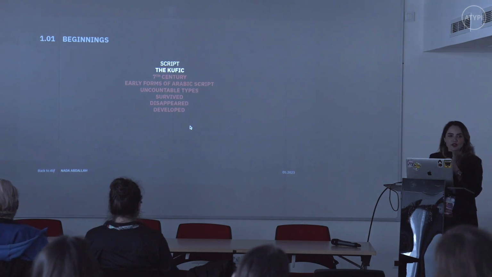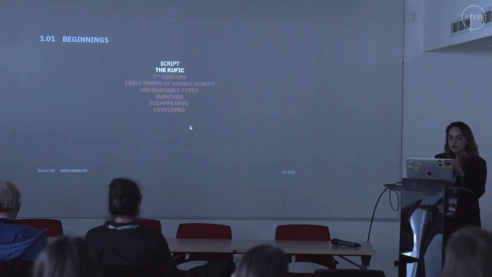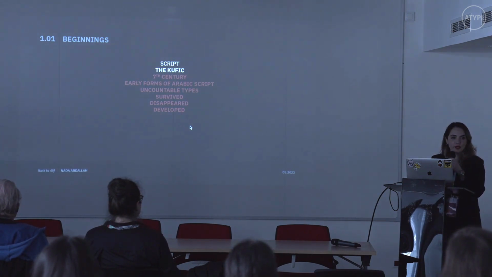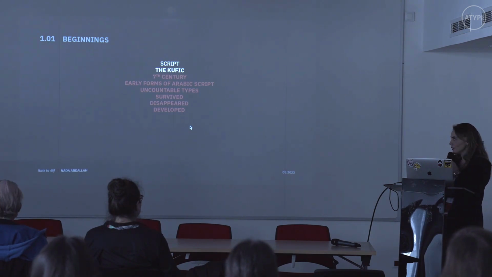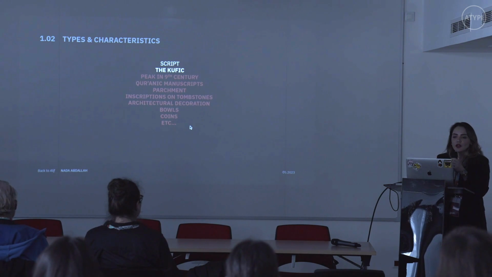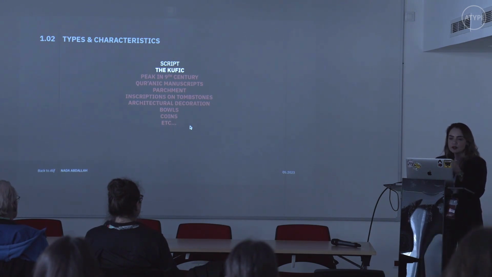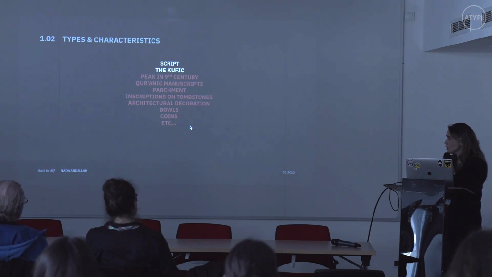To start with, this research focuses on the Kufic script, which is an ancient Arabic script, which developed in Kufa in the 7th century. It is the early form of the Arabic script, as mentioned, which has uncountable types. It's a script that survived, disappeared, and developed. It reached its peak in the 9th century. You can find early tracings of the script in the Quranic manuscripts. It is there on parchments, inscriptions, on tombstones, architectural decoration, bowls, coins, etc.